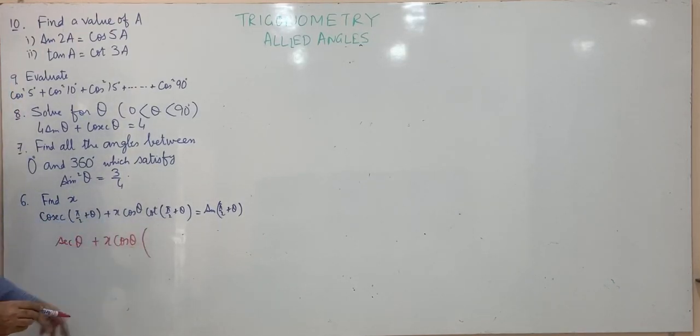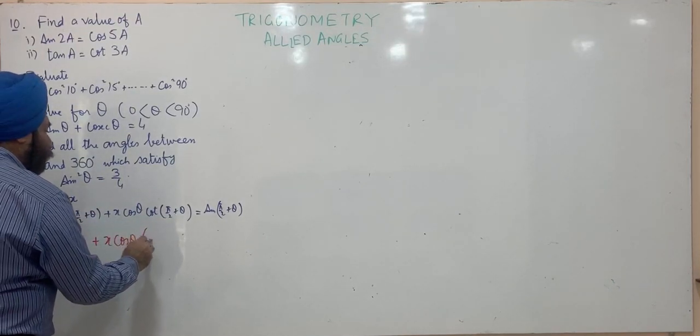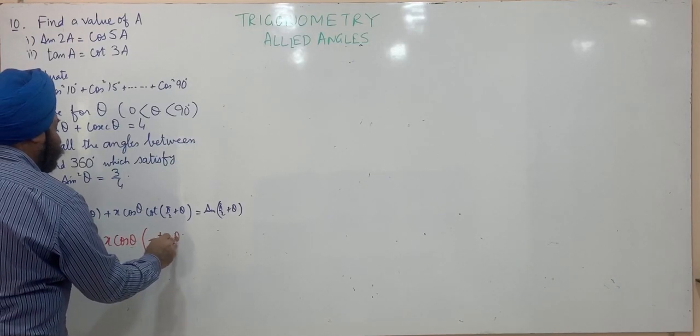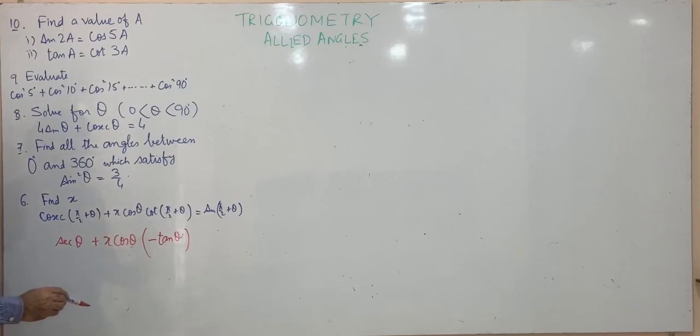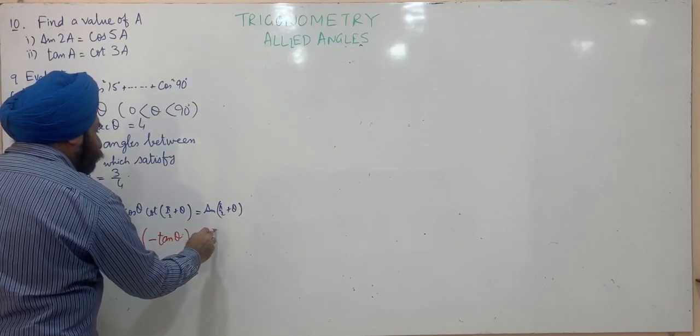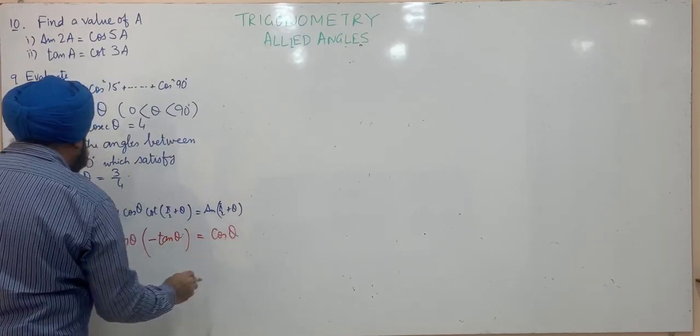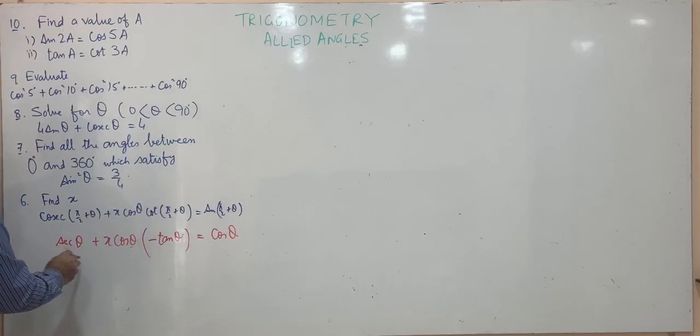This is an odd multiple of 90 degrees. So it will be minus tan theta. Second quadrant, cot is negative. And sin pi by 2 plus theta is cos of theta. Secant theta can be written as 1 by cos theta.